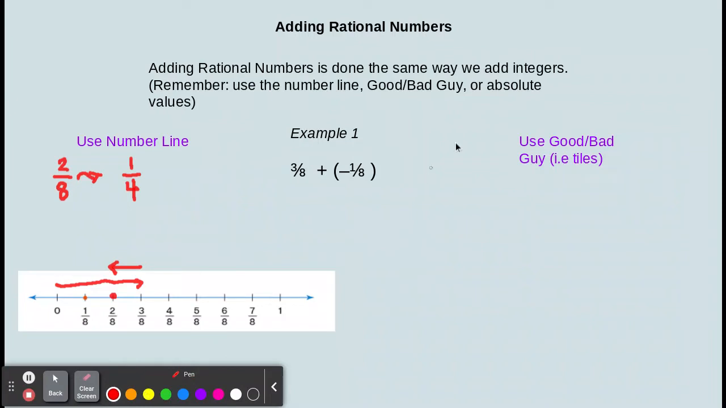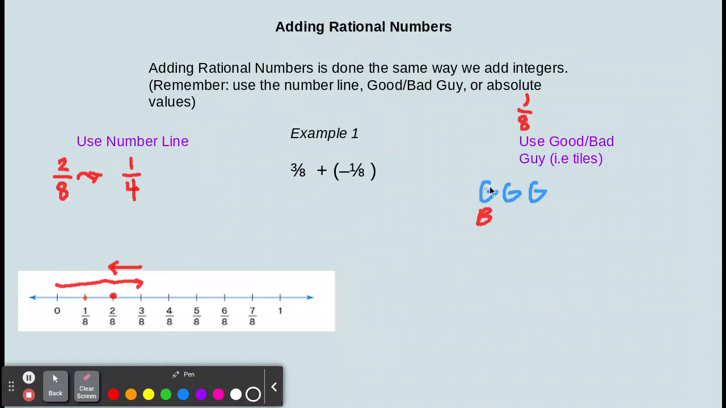In this method, my good guys and bad guys each have a value of 1/8, whether positive or negative. Here we have a positive 3/8. That means we have 3 good guys: good guy, good guy, good guy, remembering each G represents 1/8. Now, how many bad guys do we have? We have one bad guy because we have a negative 1/8.